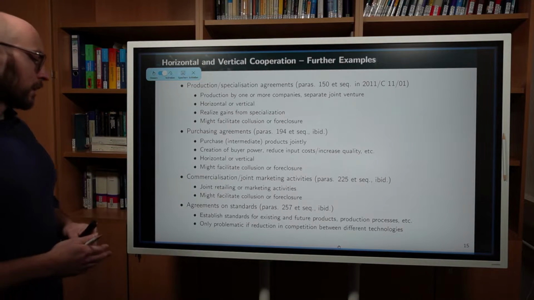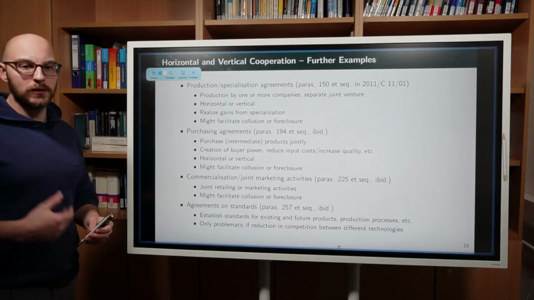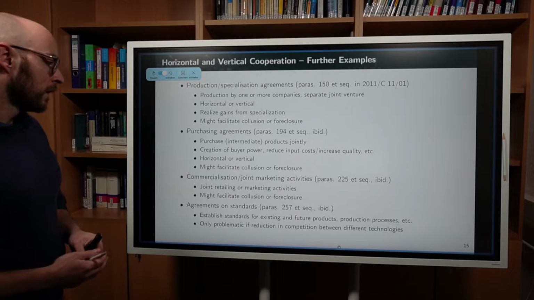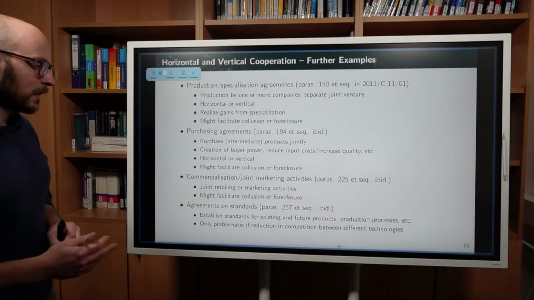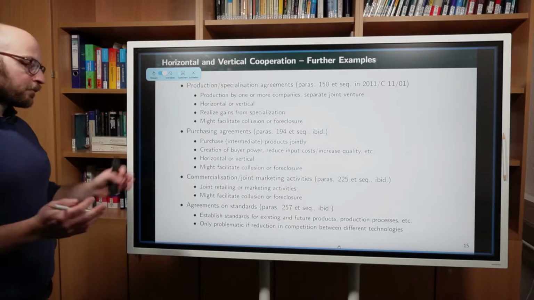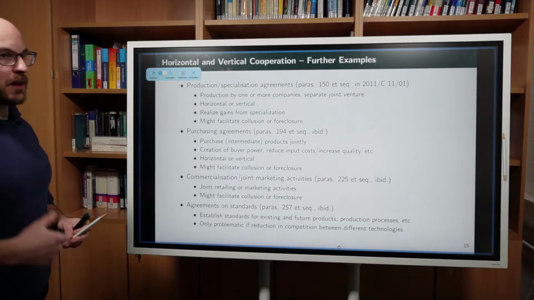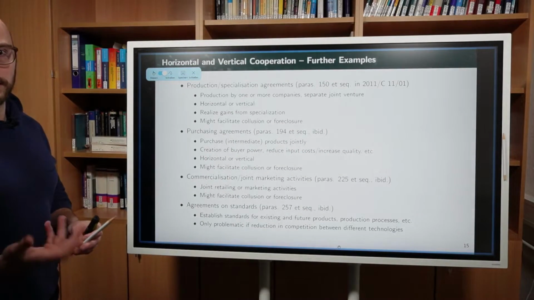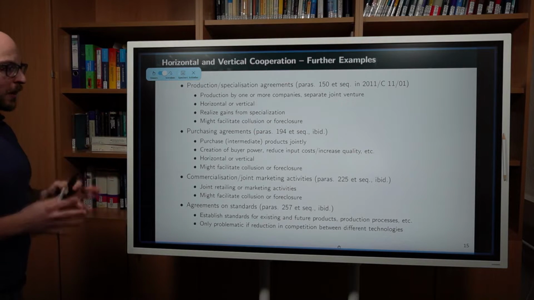Lastly, there are agreements on standards. If you want all firms to use a unified USB protocol, then you establish a standard for the existing and future products. And this could be problematic for competition if it reduces competition in future markets, right? All of this basically depends on the case.